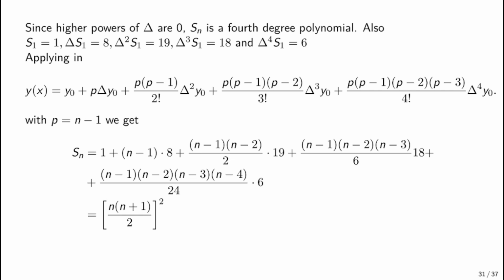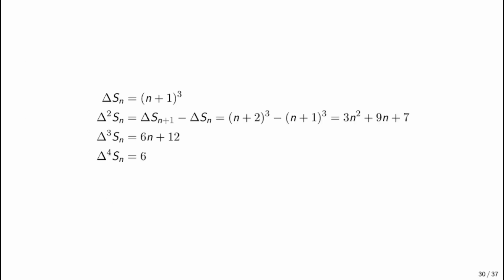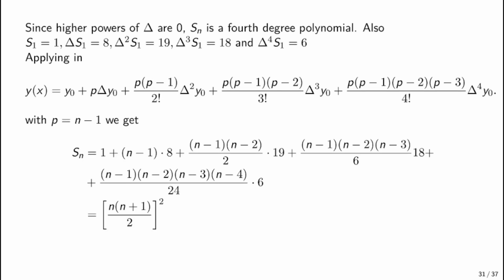So S1 is 1, delta S1 is 8. This we can find easily from the previous one, where we substitute 1 in place of n, for delta S1, delta square S1, delta cube S1, delta to the power 4 S1. So we will get the values as 1, 8, 19, 18 and 6.